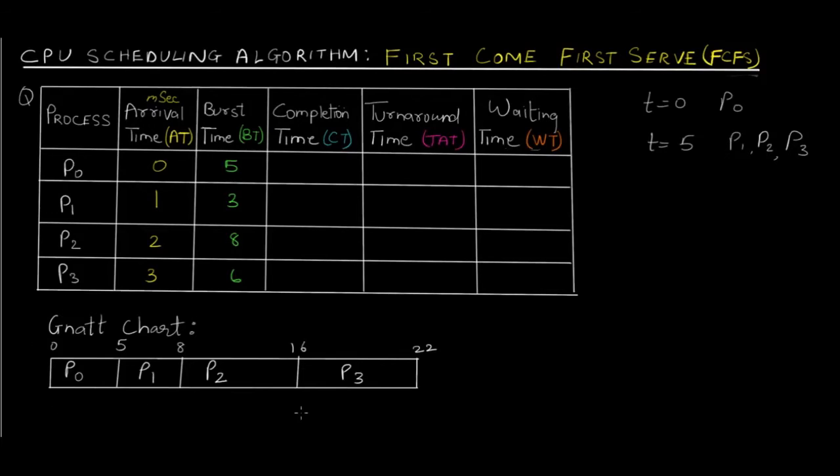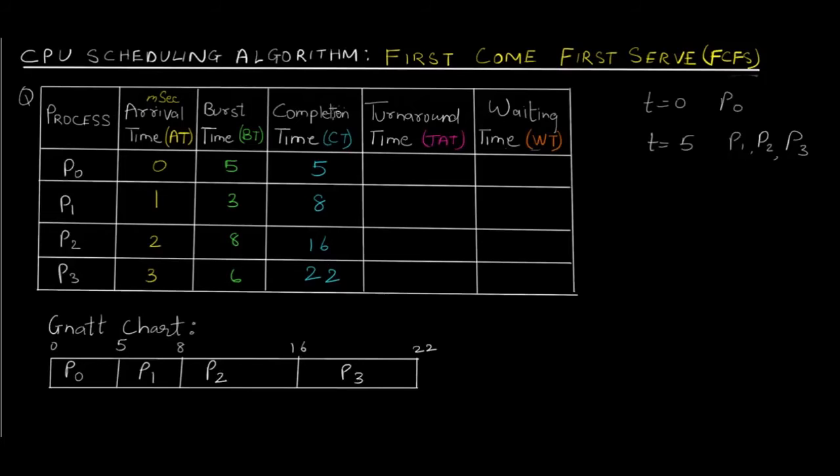So this is the entire Gantt chart, and using this Gantt chart we'll now find the completion time. So completion time is the time at which the process was finished by the CPU. So for P0 we know it finished at the 5th millisecond. So I'll just write it down as it is. For P1, the process finished actually at the 8th millisecond according to the Gantt chart. So we have to write down 8 over here. For P2 it is going to be 16, and for P3 it is going to be 22.